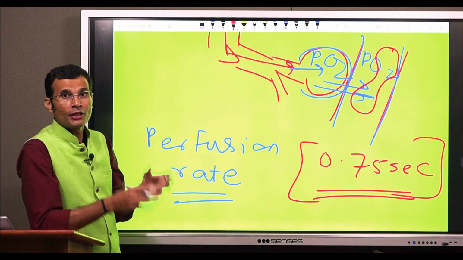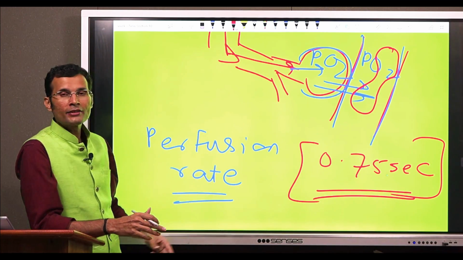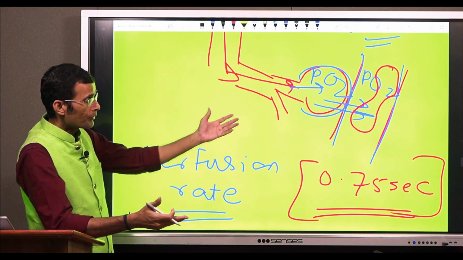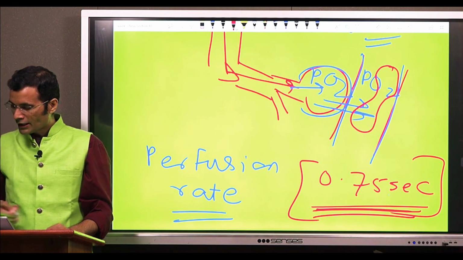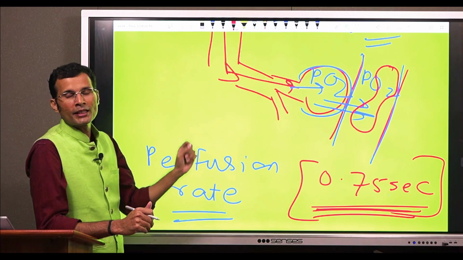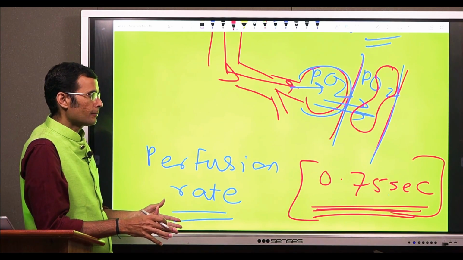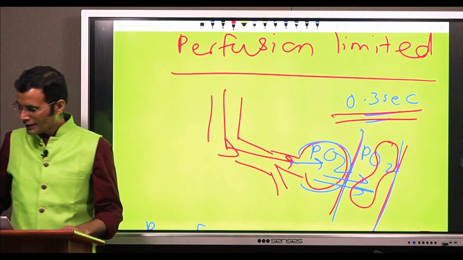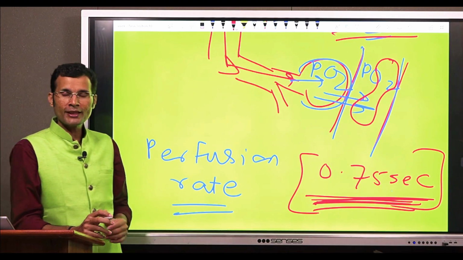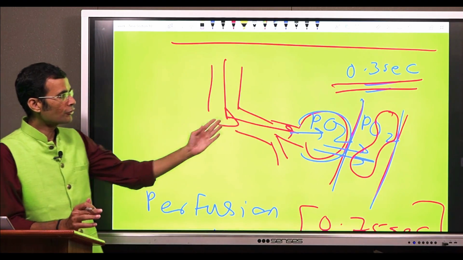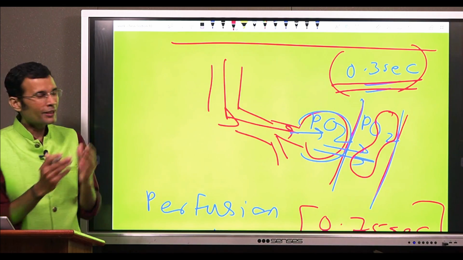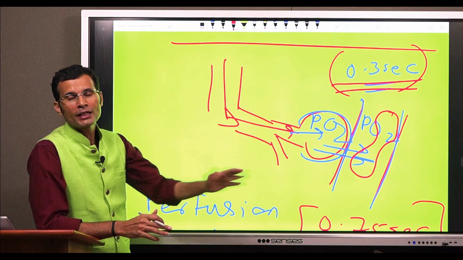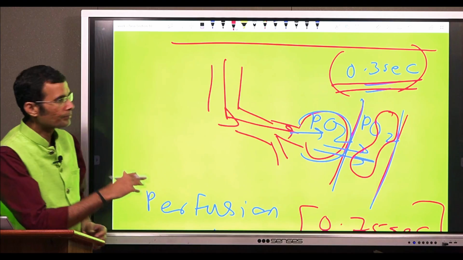The rate of blood flow in the lungs is denoted like this. The speed with which the RBCs travel, the speed with which blood travels, the rate of perfusion in the lungs is said to be 0.75 seconds, meaning an average RBC stays in the pulmonary capillary blood for about 0.75 seconds. Now, look at this. Does oxygen need that much time, 0.75 seconds, to reach equilibrium from alveolus to the blood? No. In 0.3 seconds only, oxygen reaches equilibrium from alveolus to the pulmonary capillary blood.